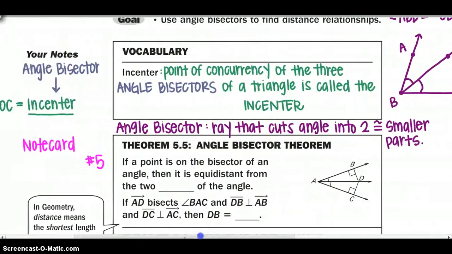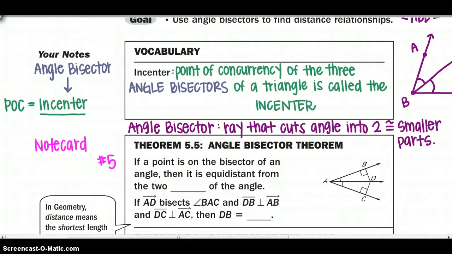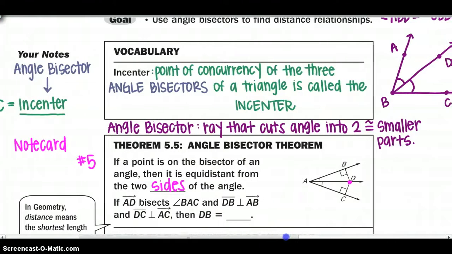Starting off with our first theorem of this section, but also our note card number 5 for the whole chapter. And also remember, put this on your sheet of paper just with the title on the piece of paper. So theorem 5.5 says the angle bisector theorem. If a point, so point D, is on the bisector of an angle, then that point is equidistant from two sides of the angle. So what does that really mean from our picture?